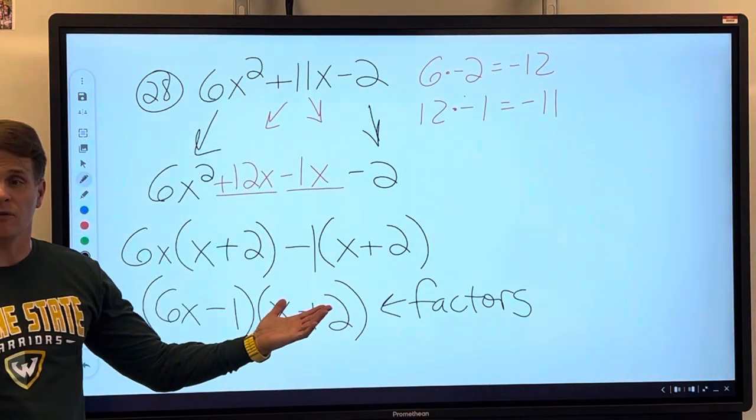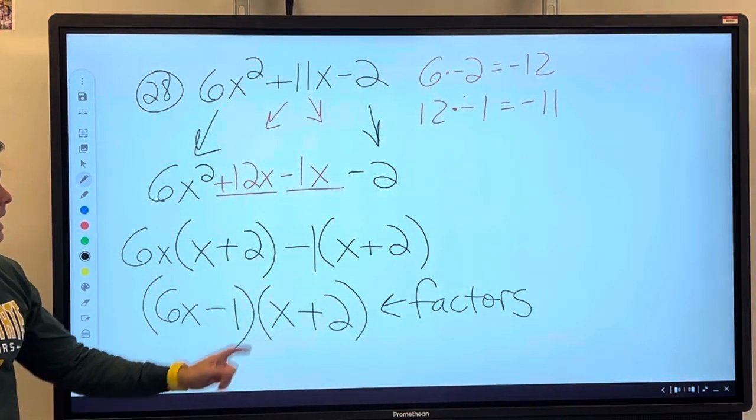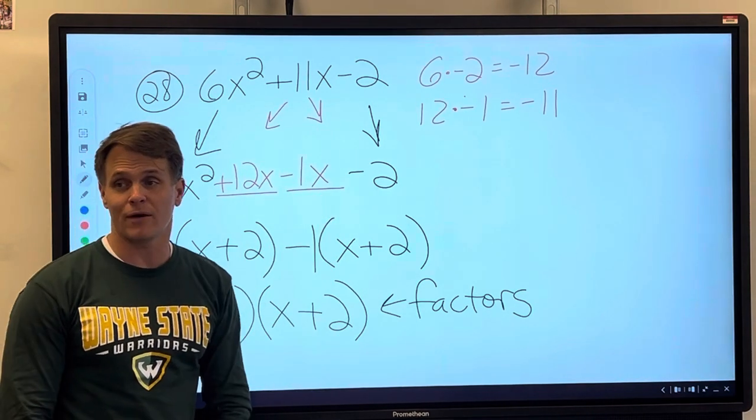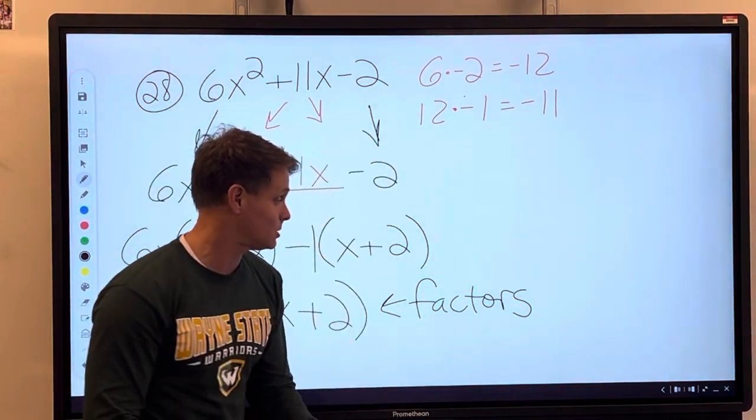Okay, when you get finished, take a look up here. You'll notice that two of the numbers have a negative sign in common, and that's why you gotta take a negative sign out.